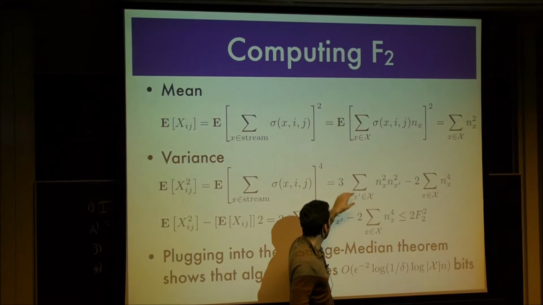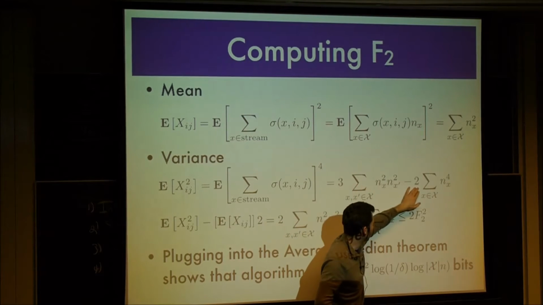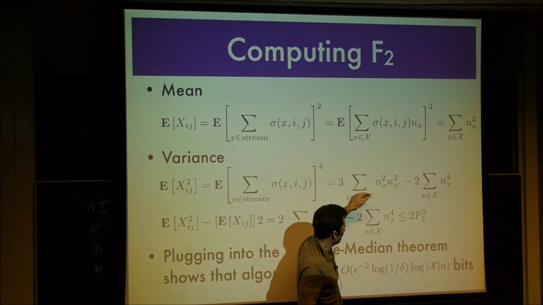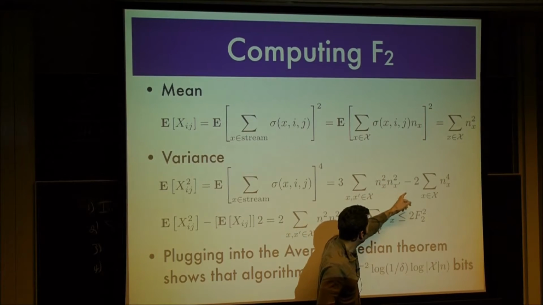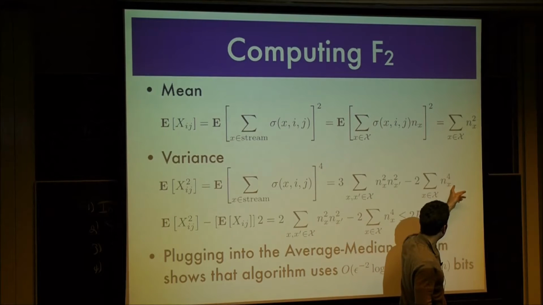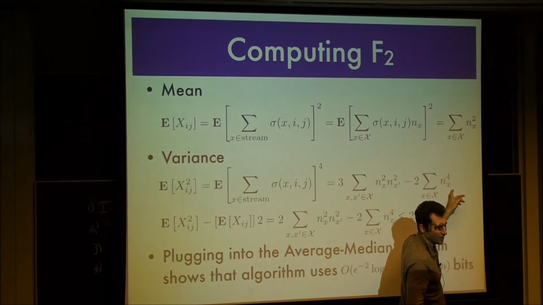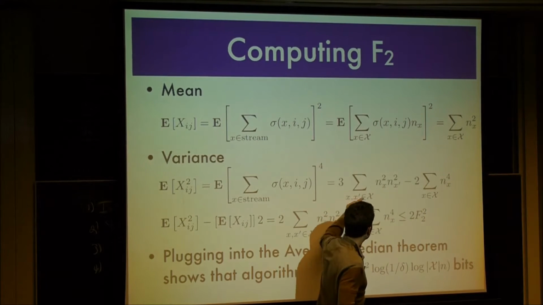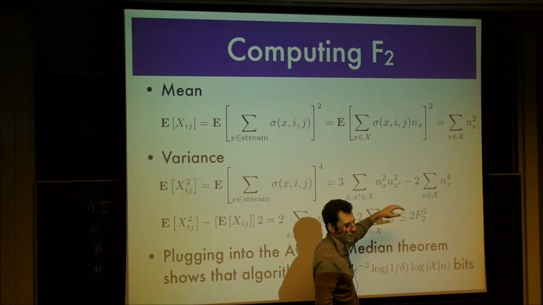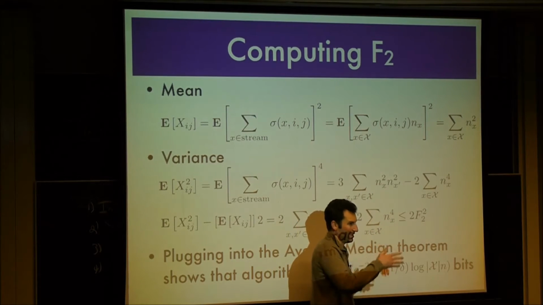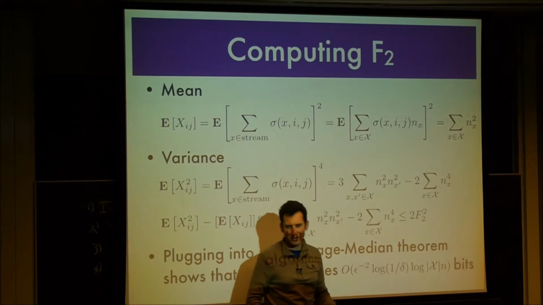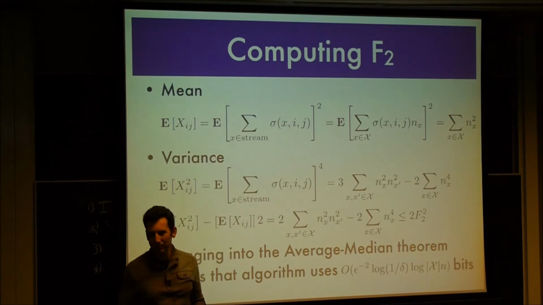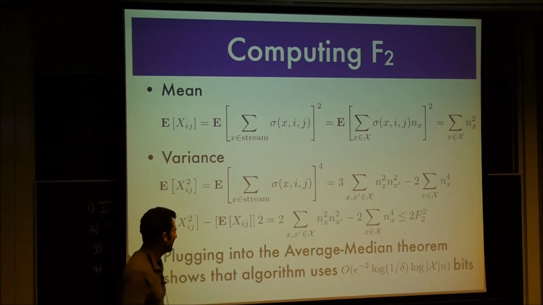And that's basically where those factors 3 and 2 come from. After doing the right counting, you'll see that it's basically 3 times the sum over n_x squared n_x prime squared, minus 2 times the sum over n_x to the 4th. And that's just because if you square this, you are overcounting, and by being careful about the relative counts, you get the factors of 3 and 2. Does somebody want to see the details? Okay, nobody does. Okay, good.